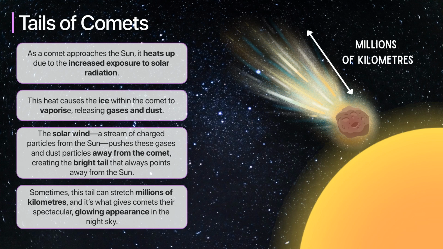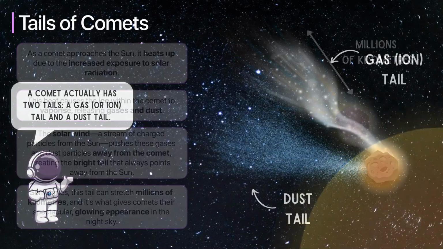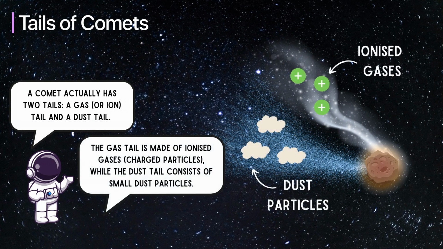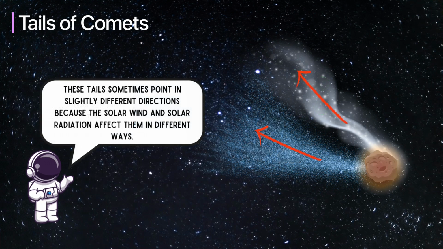For interest, it's worth mentioning that a comet actually has two tails, a gas or ion tail and a dust tail. The gas tail is made of ionized gases, charged particles, while the dust tail consists of small dust particles. These tails sometimes point in slightly different directions because the solar wind and solar radiation affect them in different ways. While this extra detail isn't necessary to fully understand comets for your GCSEs, it can help you appreciate how complex and fascinating these objects are.